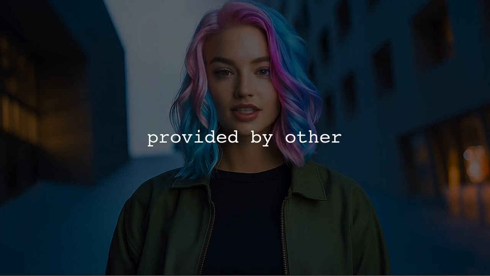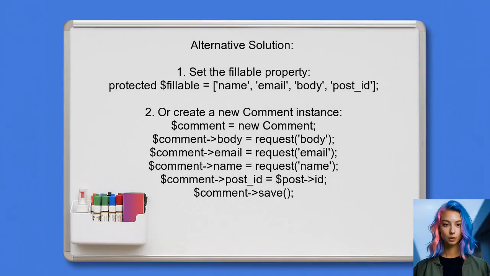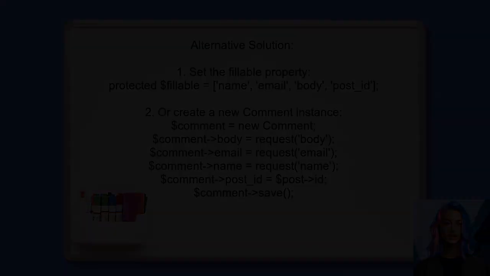Now let's look at the answers provided by other users. An alternative solution suggests checking the mass assignment settings in your model. To fix the issue, you need to set the fillable property in your comment model to include all the fields you want to assign. This includes name, email, body, and post ID. Alternatively, you can create a new comment instance and assign each field individually before saving it.